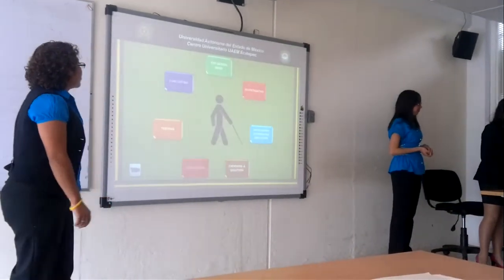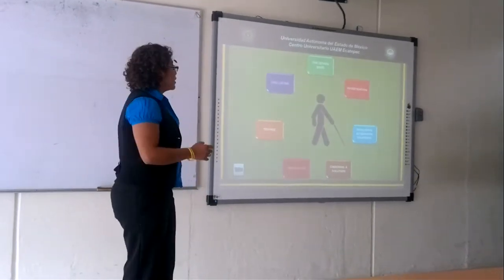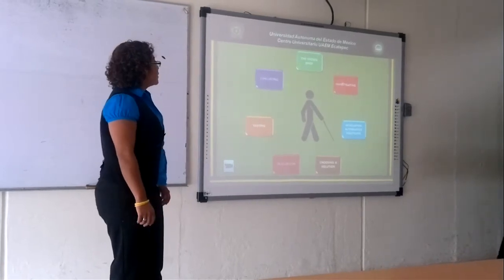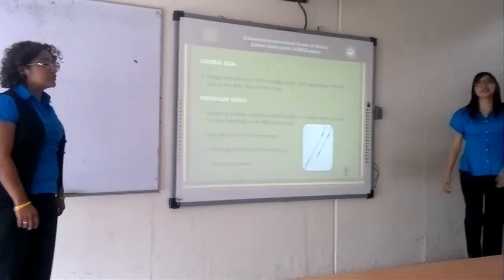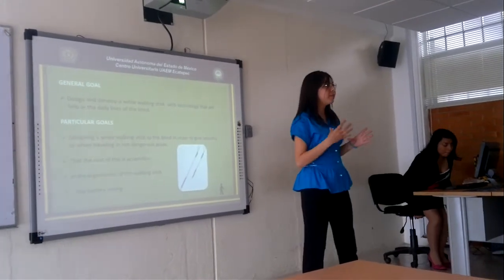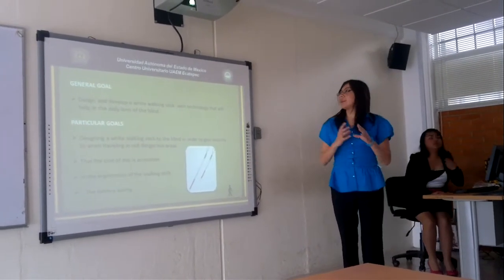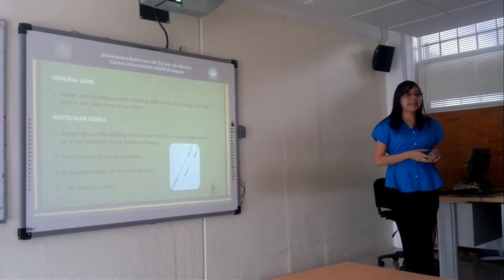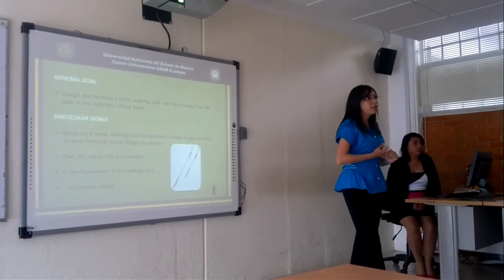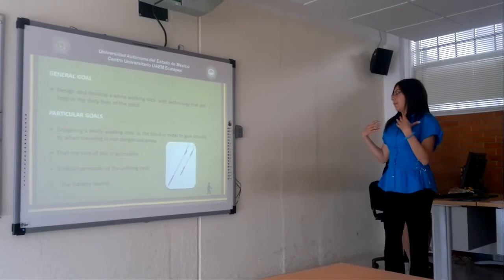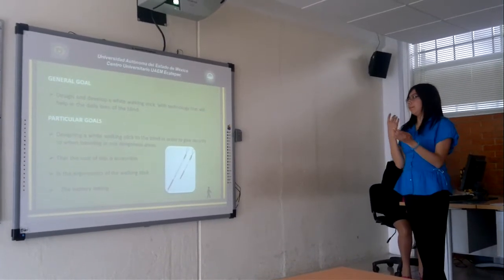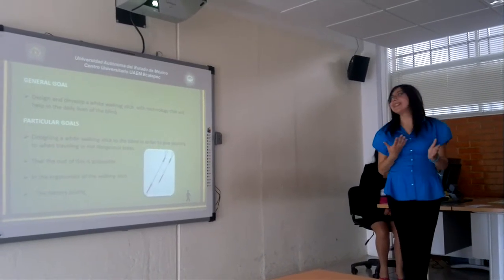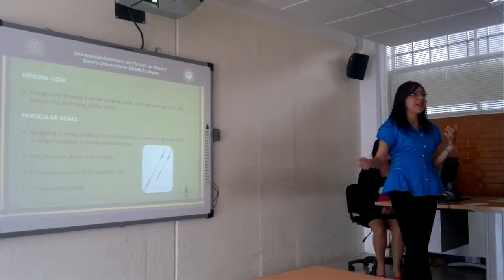Next, please. Well, this project consists of 7 stages. The first stage is the design phase. Well, I'm going to tell you about the general goal. It's to design and develop the white walking stick for blind people to help in daily life. The particular goal is to be accessible, ergonomic, and economic, and for people with this disability traveling in non-dangerous areas.